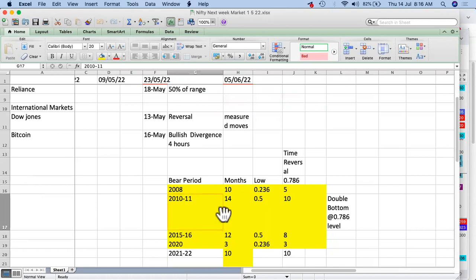Similarly, for 2010, 2011, we came to know that the entire bear cycle from the top to the bottom was 14 months, and we got a reversal at the 0.5 level, and the time period required from the top coming back to the 0.76 level was 10. For 2015-16, it was entirely 12 months of bear cycle. The bear cycle ended at the level of 0.5, and it took a time period of 8 months overall, right? But 2020 was very short, 3 months, 0.236, and there was no specific reversal as such during that time, right?